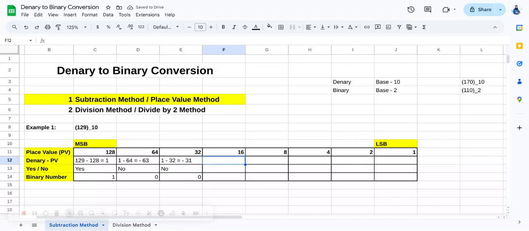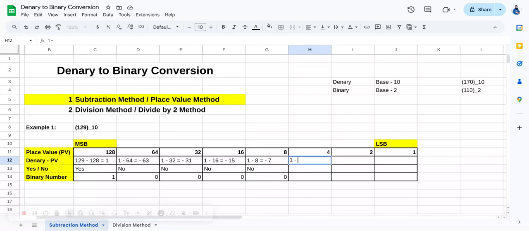Moving forward, again I will do the same thing looking at the number in the previous column. So here we had negative, so I have to take the earliest positive number, which was 1. So 1 minus 16 is equal to negative 15, and here I get no, here I get 0. Again 1 minus 8, I will get negative 7. So I'm going to write again no and 0. So I have to ignore the negative numbers until I get a positive number.